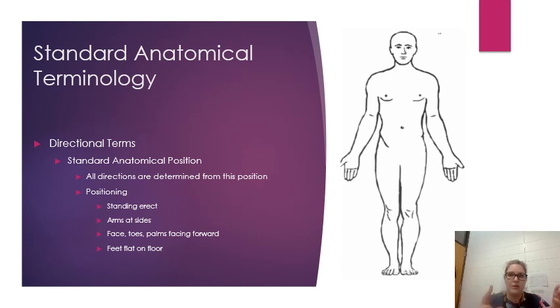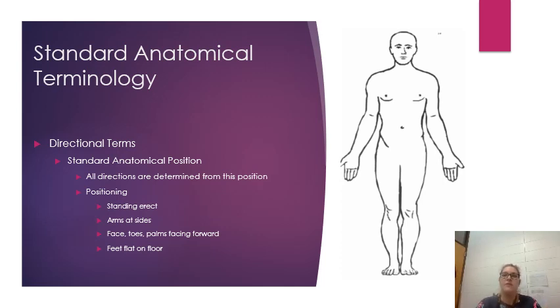Before we get into the actual structures themselves, we need to understand what is called the standard anatomical position. Everything that we're going to be describing is going to be described from this standard anatomical position. The position is standing erect, upright like this, arms at the sides, face, toes, and palms facing forward. So you see the palms facing forward here, toes facing forward, face facing forward, and feet flat on the floor.